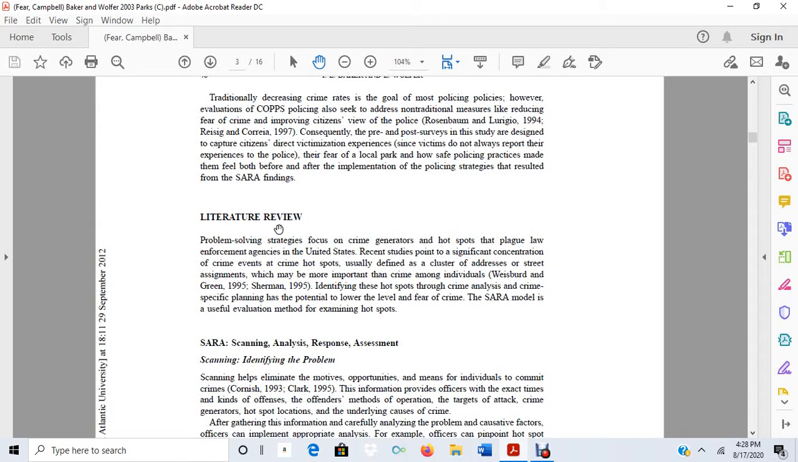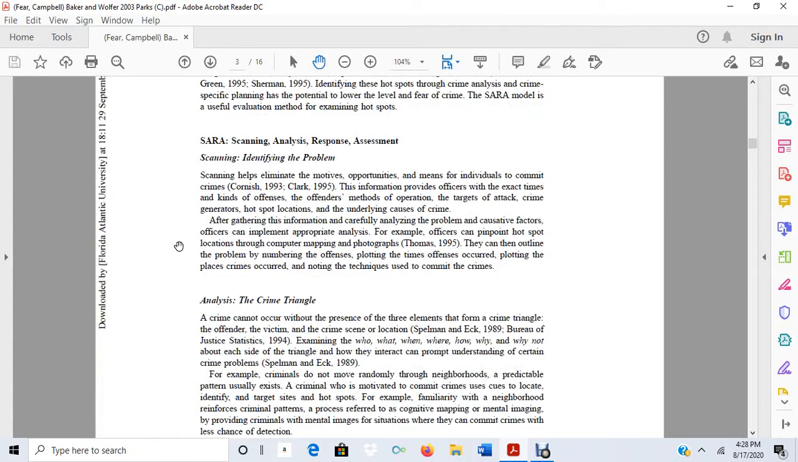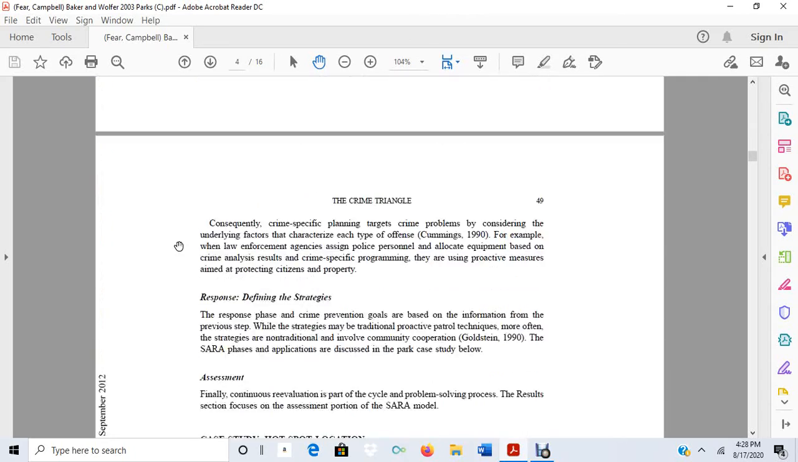Here's where our study is going to fit and how it's going to do a better job and contribute to this larger body of knowledge. Okay, the literature review can be pretty intimidating. I'd recommend just skimming it, and actually you may not even want to read it the first time you get into the article, but these are all parts of the literature review.